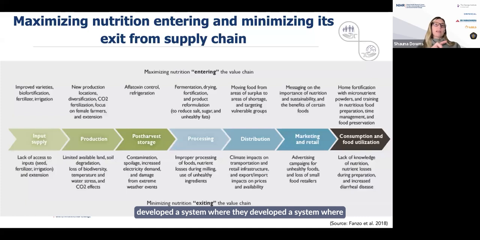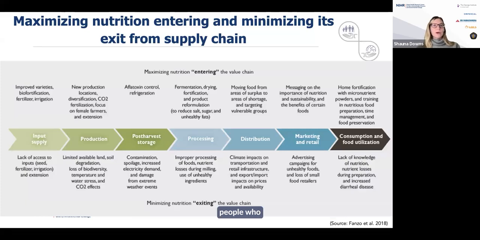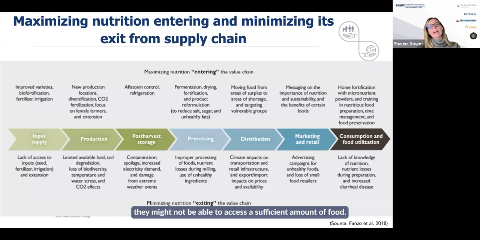developed a system where they collect that surplus food and then they distribute it to people who are, in some cases, living in shelters or in other areas where they might not be able to access a sufficient amount of food. So they're trying to redistribute the food to those in need.